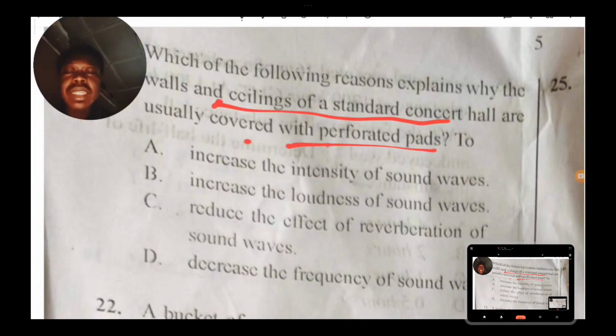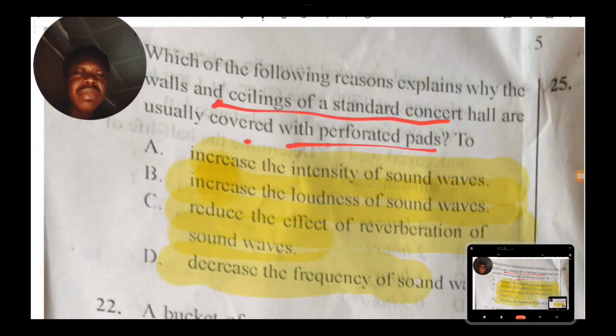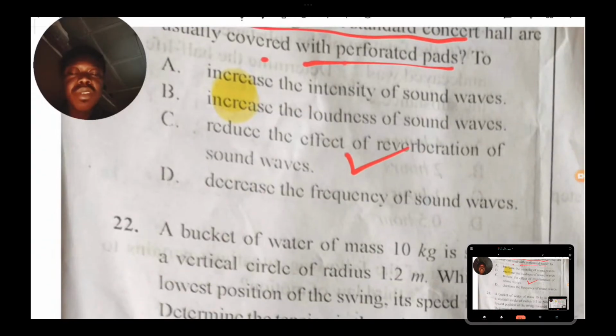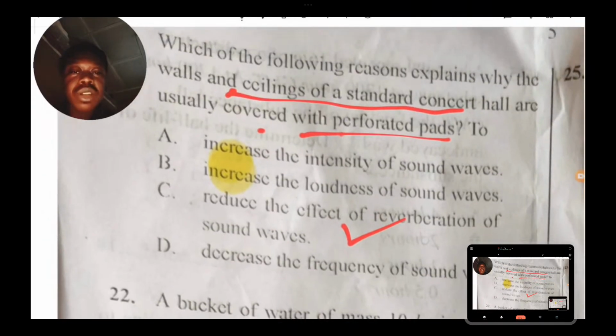And to avoid that, option A says what? Increase the intensity of sound wave. Wrong. Increase the loudness of sound wave. Wrong. Reduce the effect of reverberation of sound wave. Perfect. Decrease the frequency of sound. Wrong. So our correct answer is C. So take note of this. Echo, very important. If you understand echo, then reverberation will be simple for you.